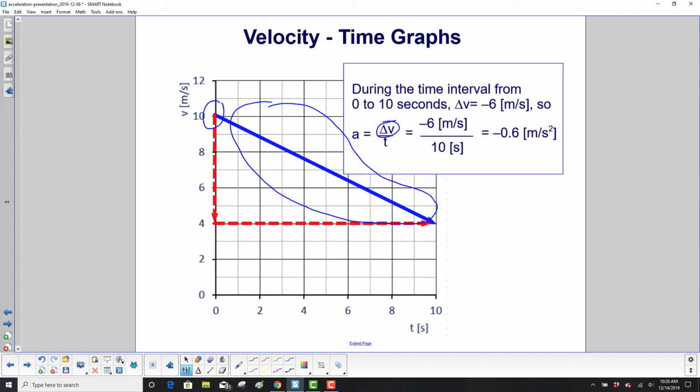Well, the initial is 10, the final is 4. So we have 4 minus 10, that's going to be minus 6 meters per second. Time is always going to be positive, and we go from 0 to 10. So we put the 10 seconds in here, and we get a negative 0.6 meters per second squared. And notice how the units work out, right? Meters per second divided by seconds will be meters per second squared.